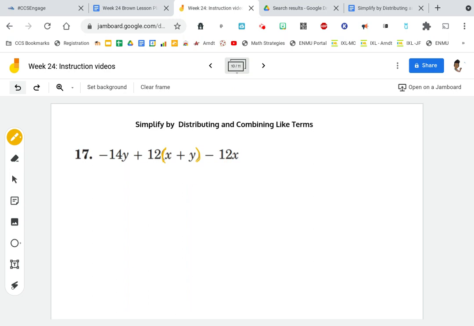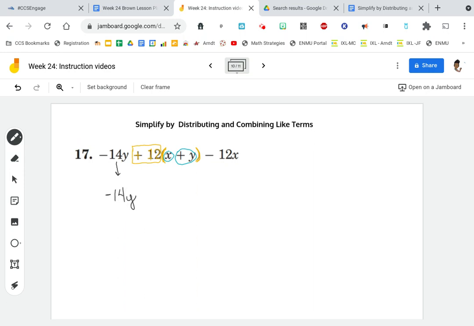So that subtraction sign acts as a barricade. But if I go on the other side, I see this 12 right here, a positive 12, in fact. That is right up against the parentheses, and that's what I am distributing. And I am distributing that positive 12 to the x and to the positive y. So let's rewrite this. First of all, notice in the front, the first term is a negative 14y, which I'm not doing anything with right now. So I'm just going to copy that down.